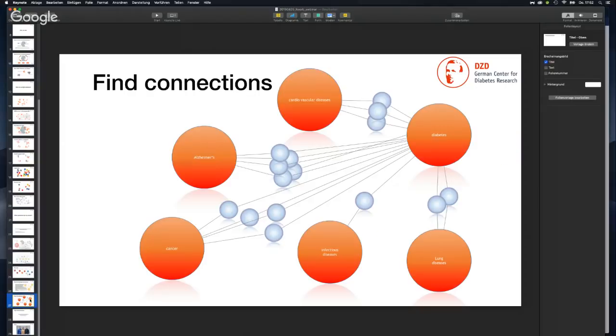And one of the long-term goals is to understand scientific texts between diabetes and maybe cardiovascular diseases like stroke or heart attack, or also between diabetes and Alzheimer's. And so we try to find the connections between different disease areas.